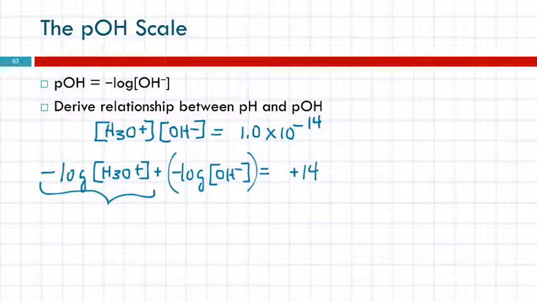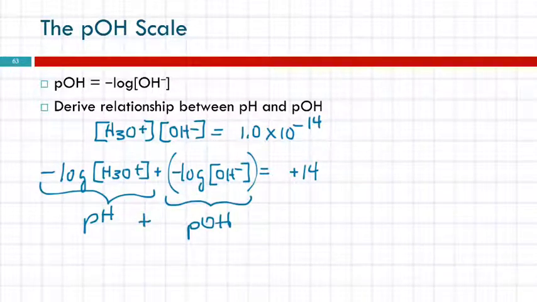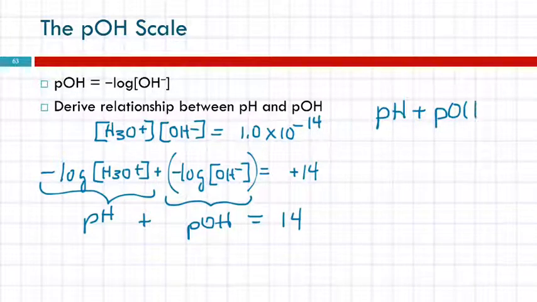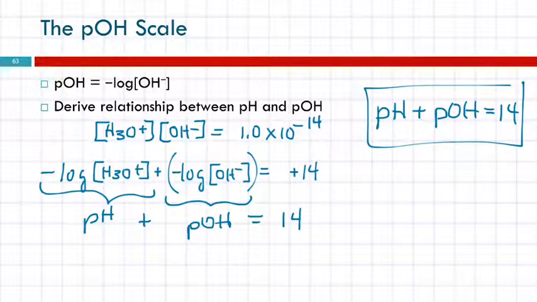This right here is pH. This piece is POH. pH plus POH equals 14. If you didn't follow the derivation, don't worry about it. But this is a very useful little relationship. pH plus POH equals 14. So that's a good one to know. And this guy here is a good one to know.